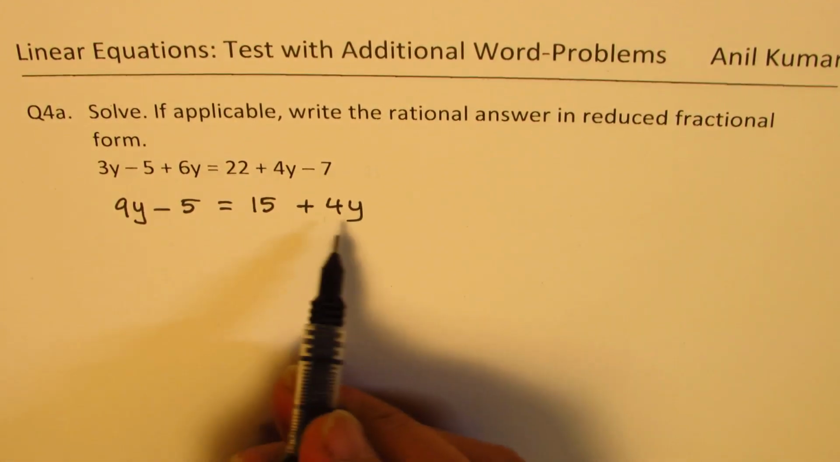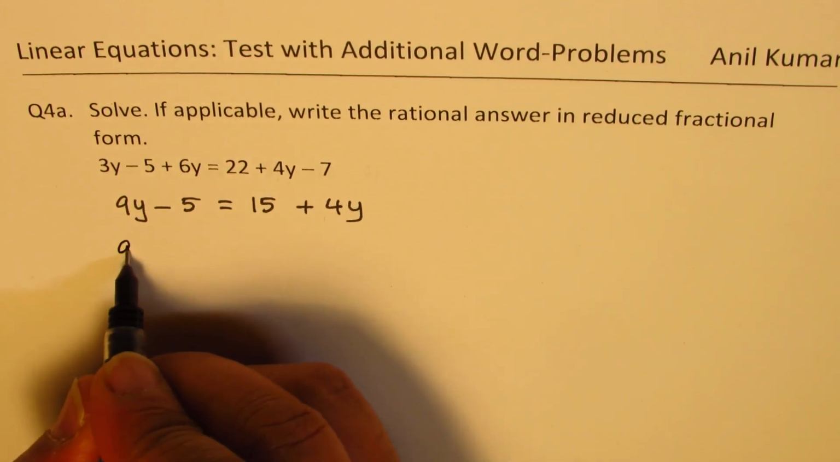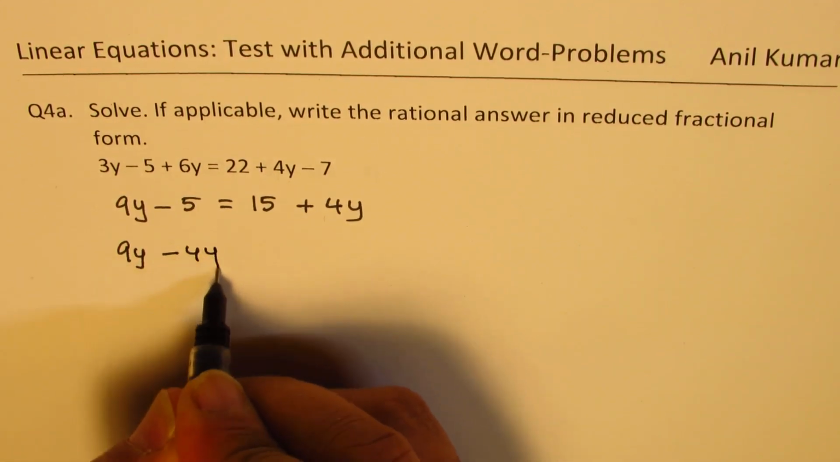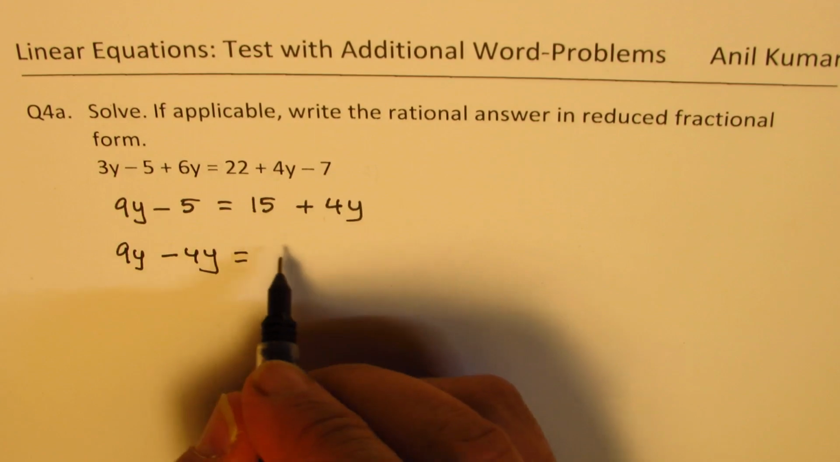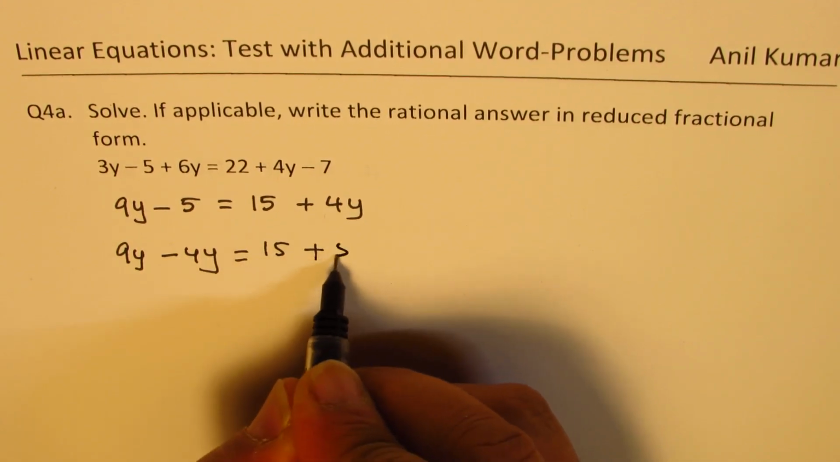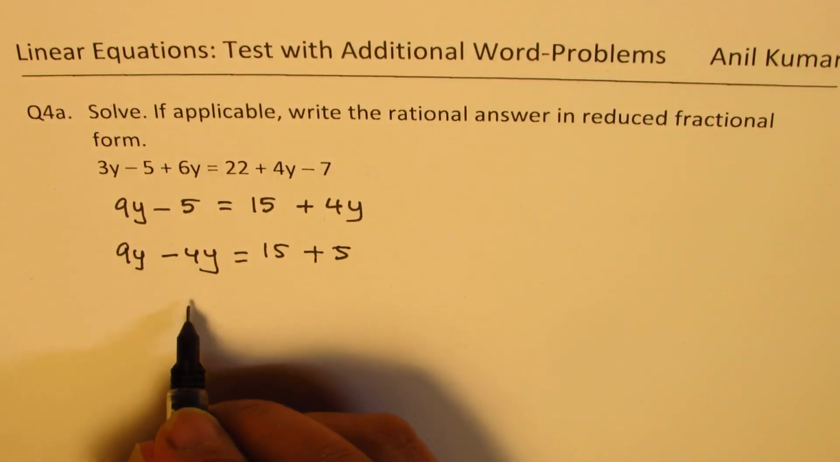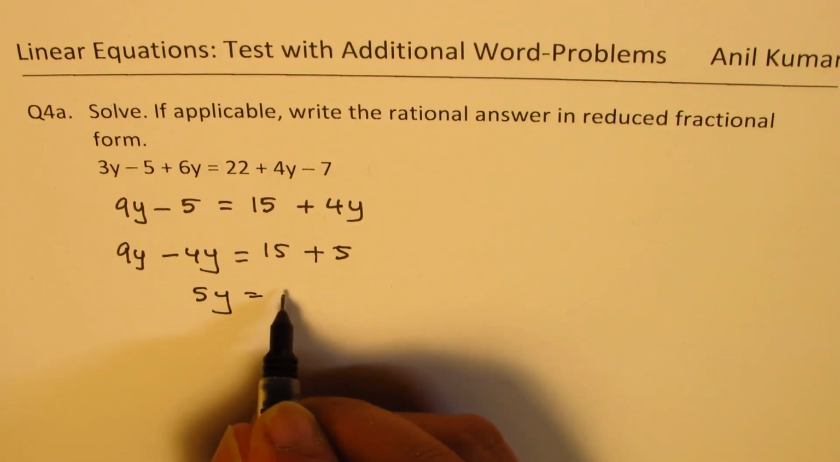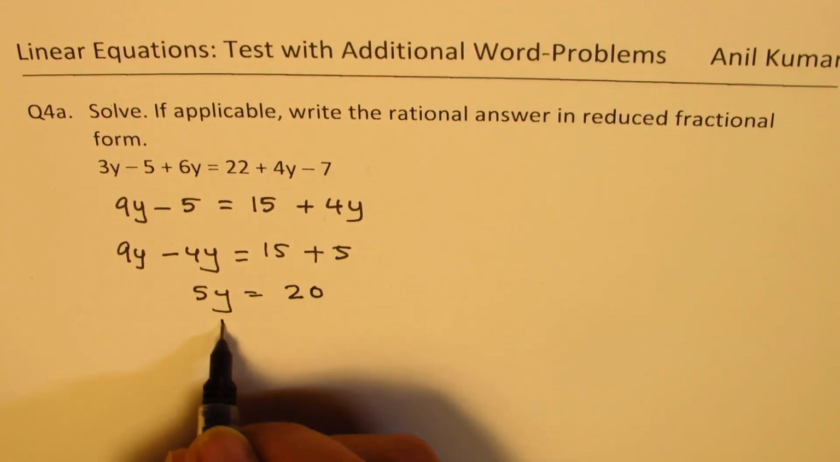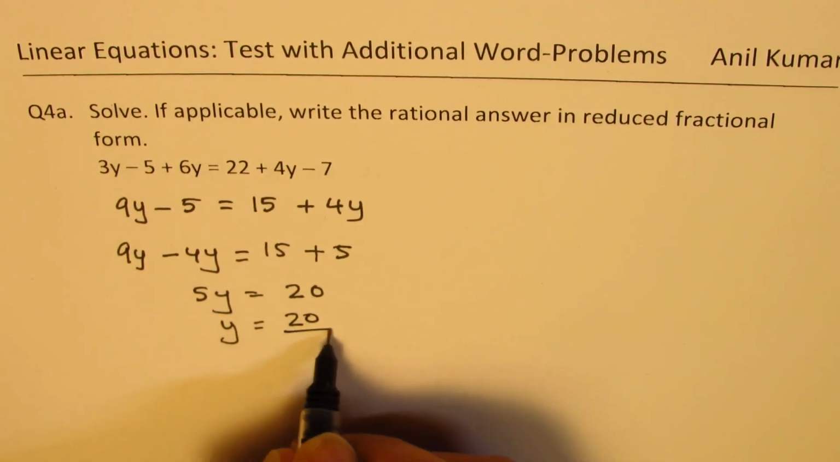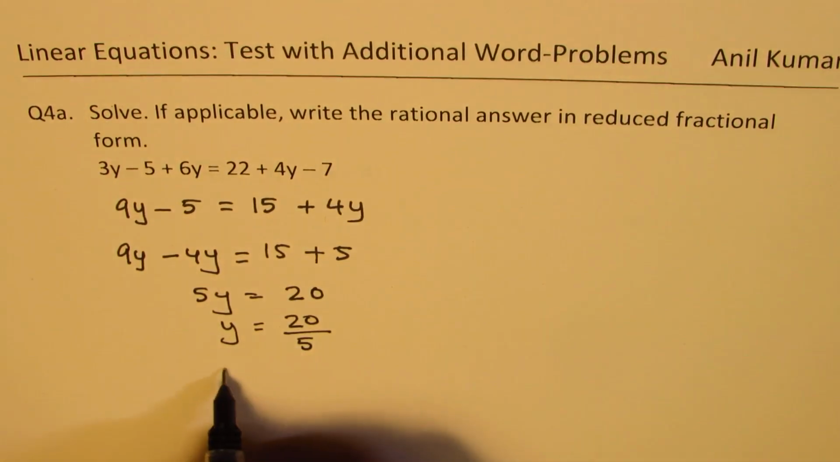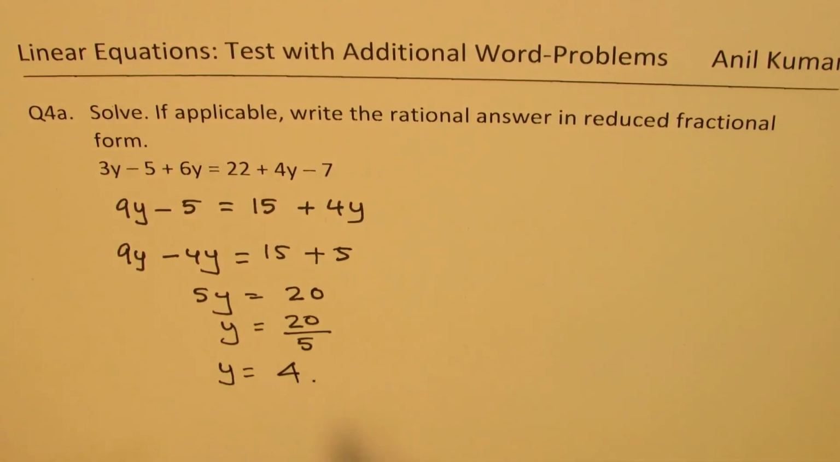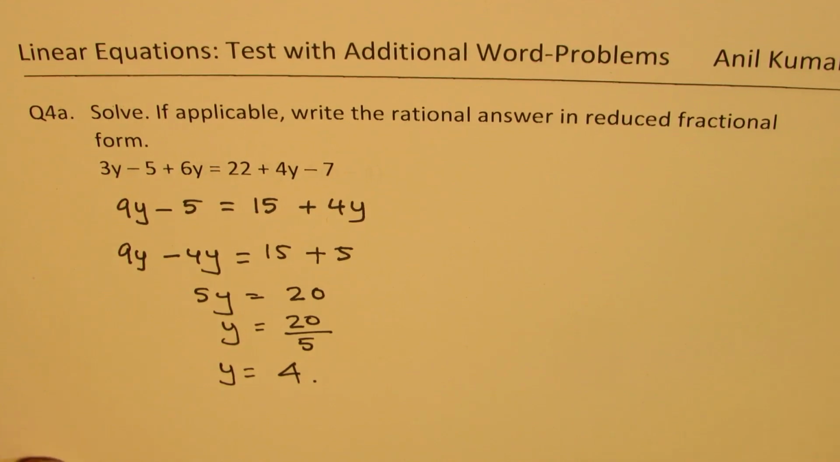Now we can take the variables on the left side, so we get 9y minus 4y equals the constants on the right side, 15 plus 5. 9 minus 4 is 5, so 5y equals 20. So y equals 20 divided by 5. So we get our solution as y equals 4. So that is how you're going to solve it.